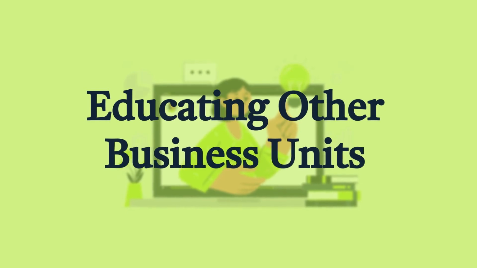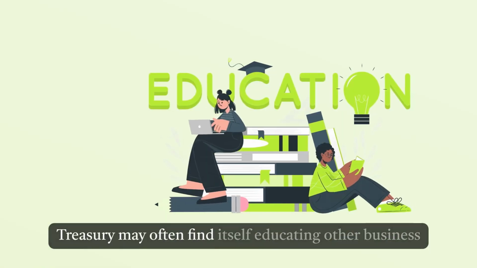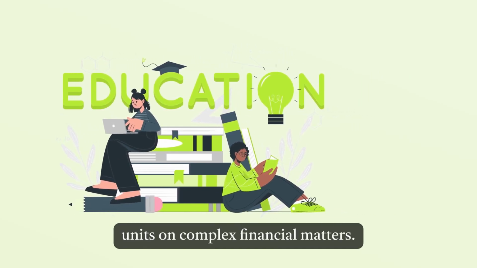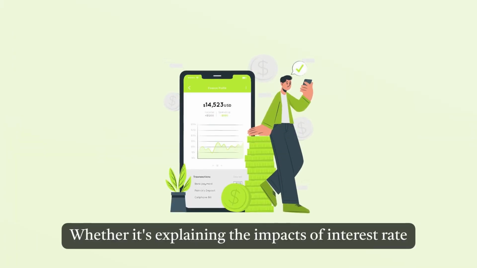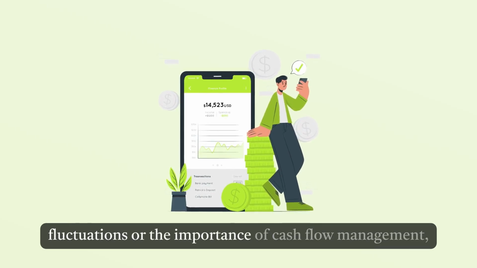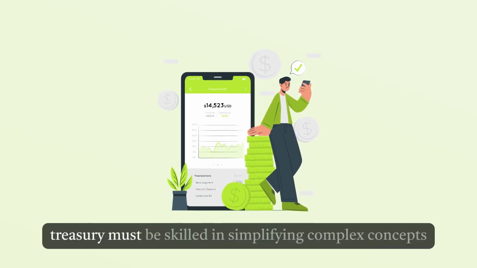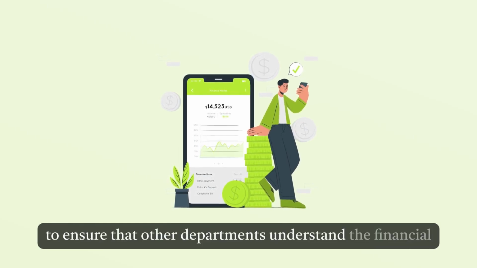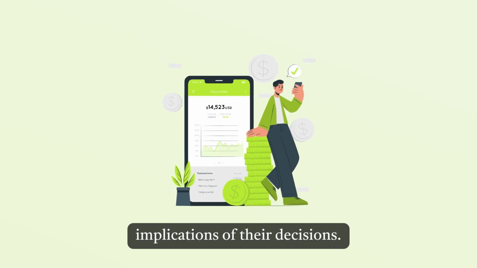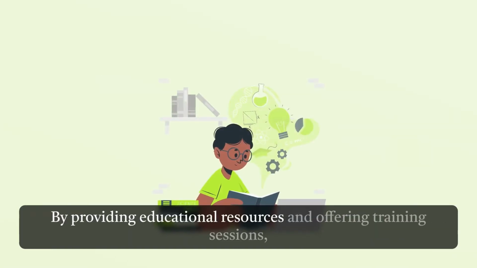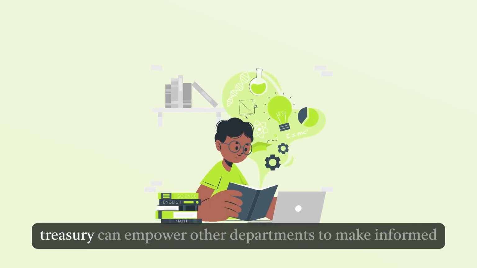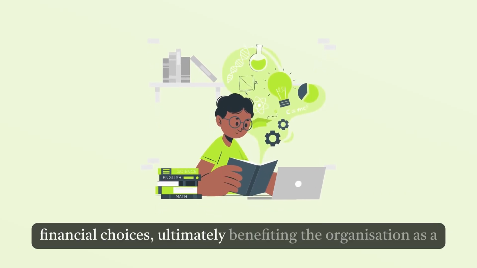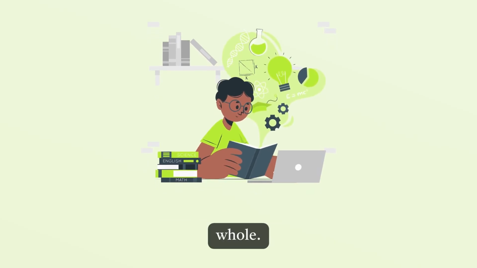Educating other business units. Treasury may often find itself educating other business units on complex financial matters. Whether it's explaining the impacts of interest rate fluctuations or the importance of cash flow management, Treasury must be skilled in simplifying complex concepts to ensure that other departments understand the financial implications of their decisions. By providing educational resources and offering training sessions, Treasury can empower other departments to make informed financial choices, ultimately benefiting the organization as a whole.